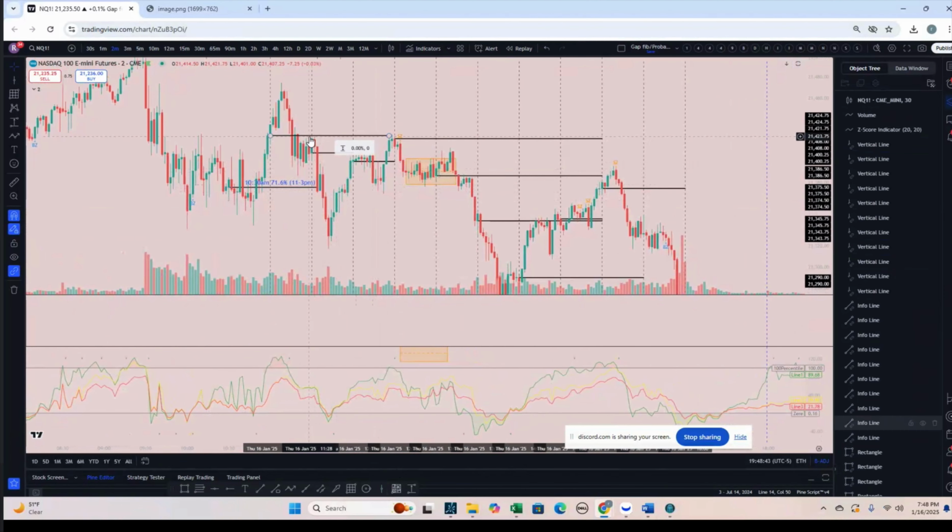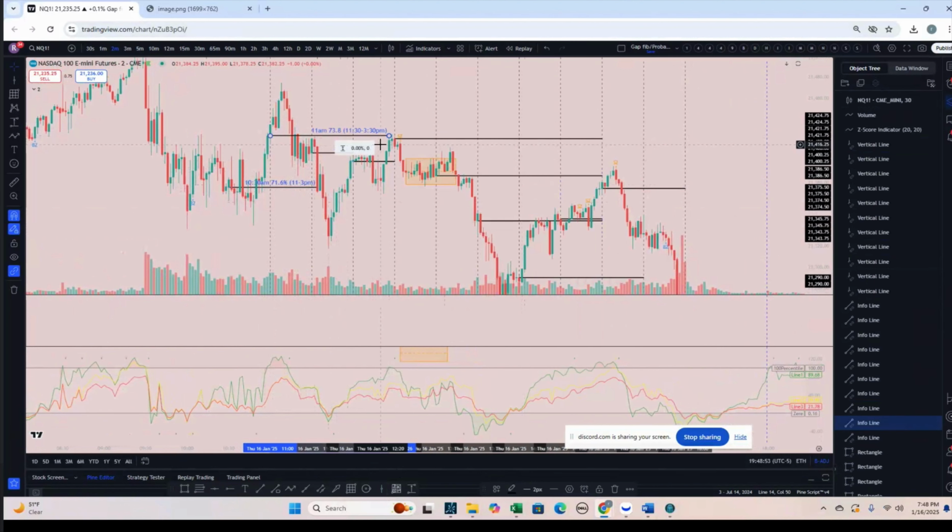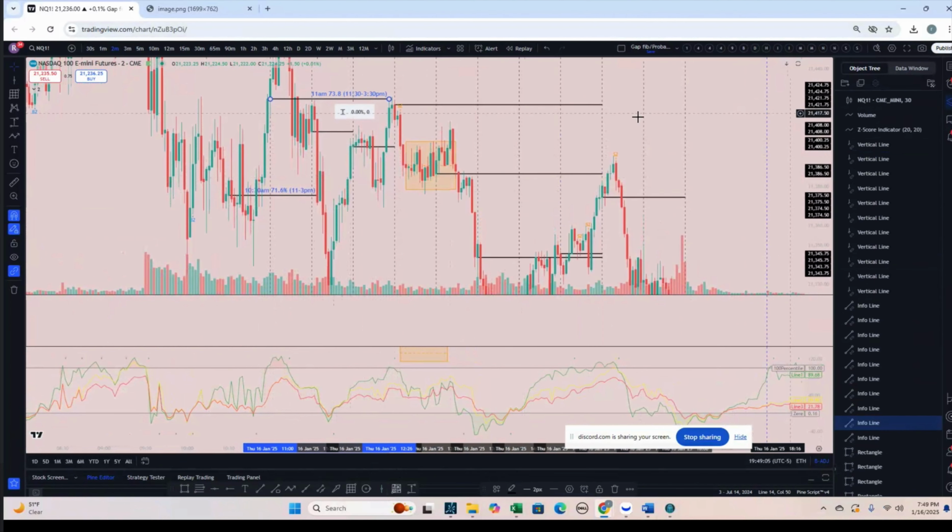Now the next one is here, right? 11 o'clock. I'm expecting us to hit that between 11:30 and 3:30, right? What time is it? 12:26. What happens? Did we hit it here? We did not hit it here. They faked us out, right?